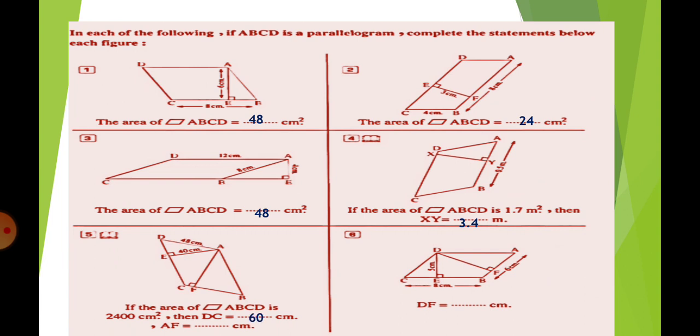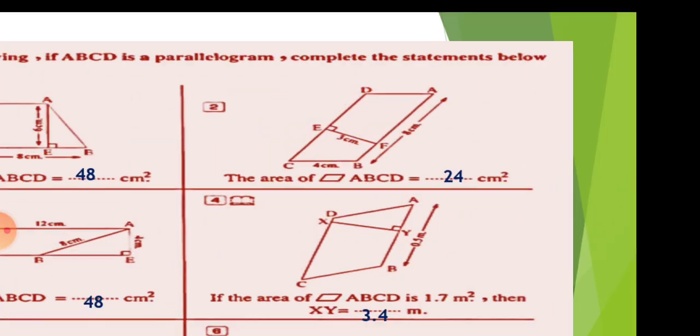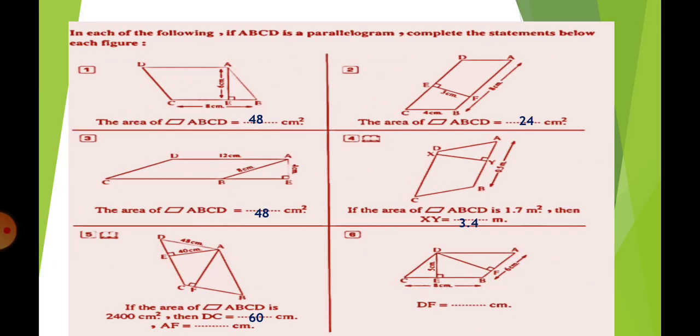Find the length of AF. AF is the height corresponding to base CB. CB equals the opposite side, so CB equals 48. Then AF equals 2400 divided by 48 equals 50 centimeters.